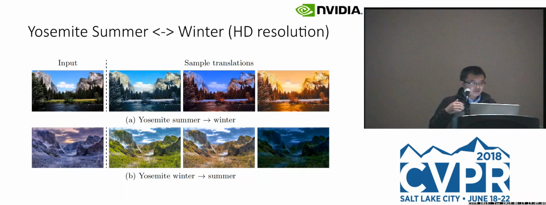We can also achieve HD image translation results. The image you see here is at least 2K resolution. Here we have Yosemite summer to winter. We can synthesize different winter images, different times of the day, and similarly for winter to summer, we can also generate different amounts of greenness and different times of the day.